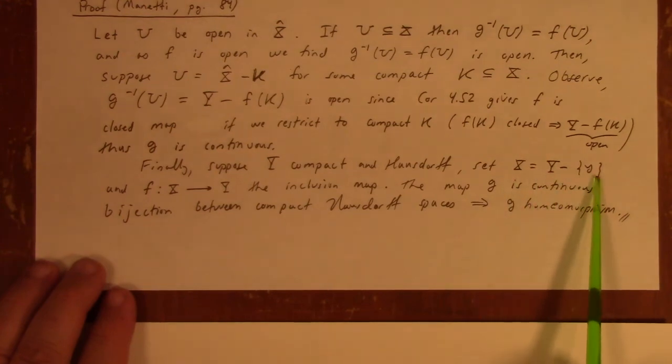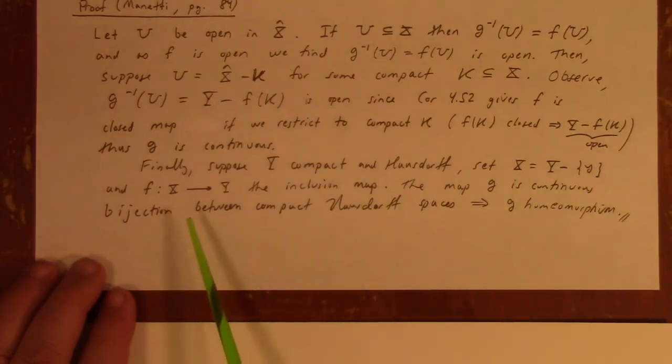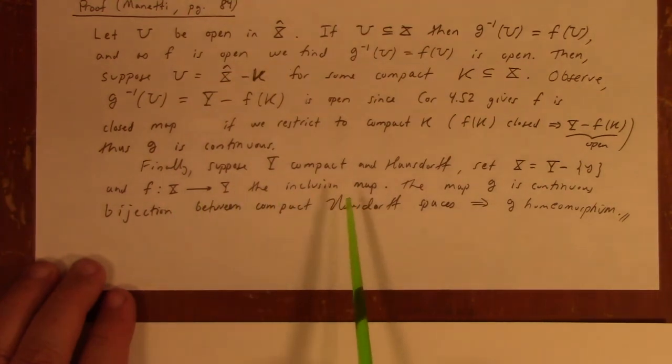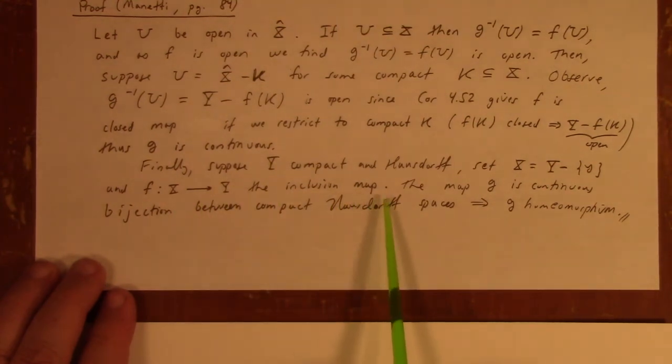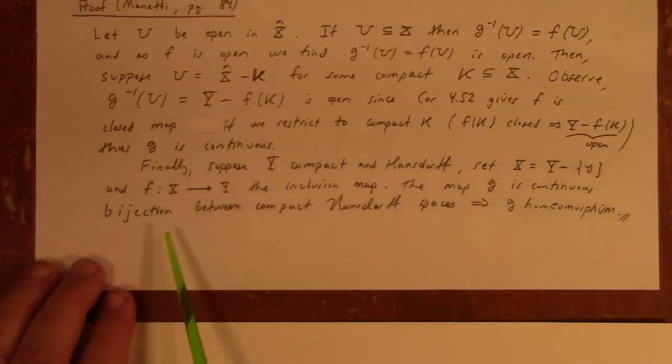All right. And finally, if we suppose that Y is compact and Hausdorff, and we set X equal to Y with a point deleted, and then F from X to Y is the inclusion map, then the map G is a continuous bijection between compact Hausdorff spaces, which implies that G is a homeomorphism.